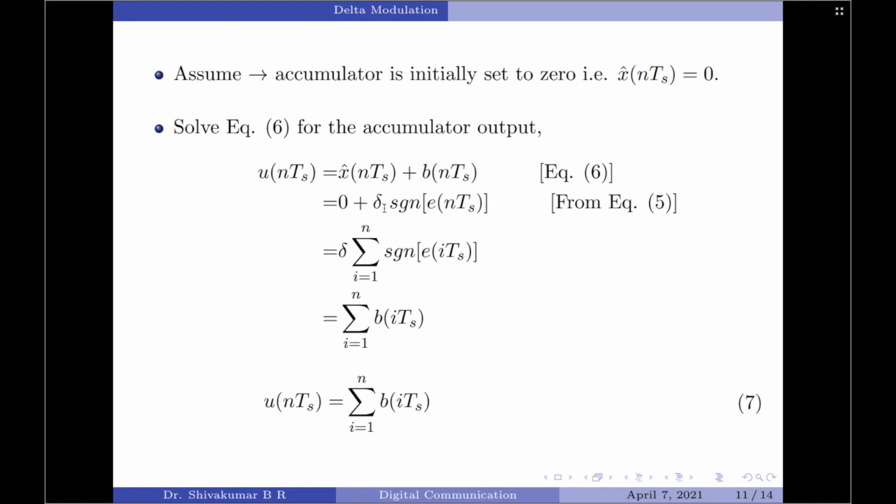Now I can write delta times sign of e of nTs as delta times summation i varying from 1 to n sign of e of iTs. Now this I can write also as summation i varying from 1 to n b of iTs. Therefore, by looking into equation 7, we can conclude that at each sampling instant, the accumulator increments the approximation to the input signal by a value plus or minus delta depending on the binary output of the modulator. Please note, this is the binary output of the modulator.